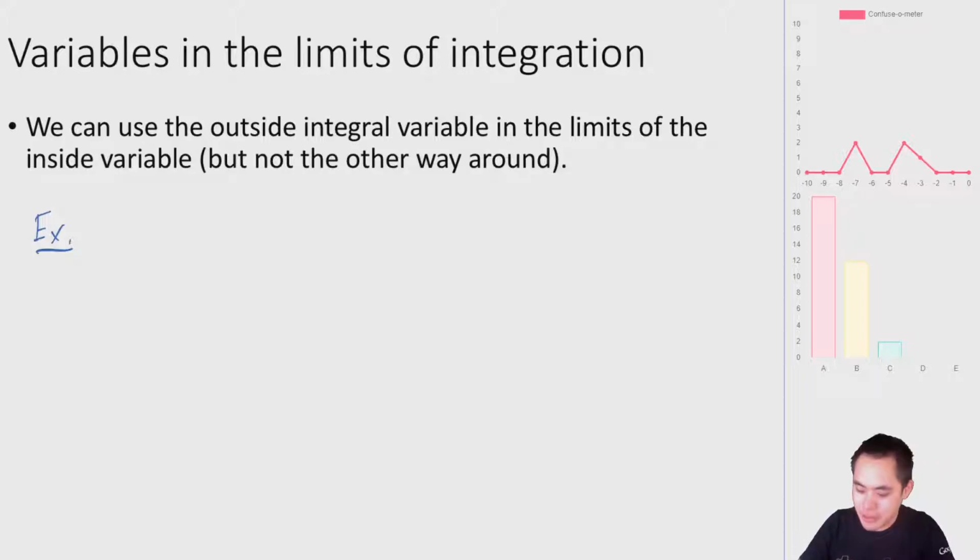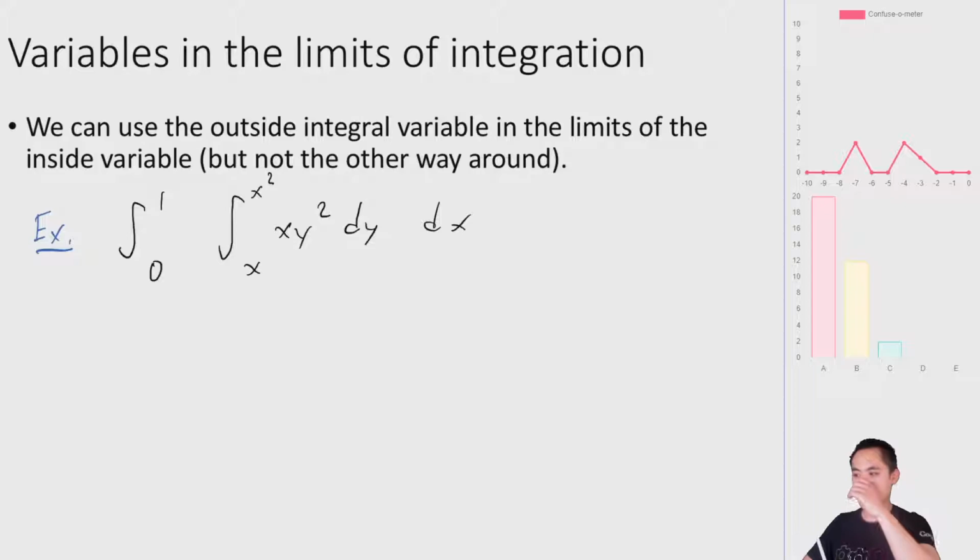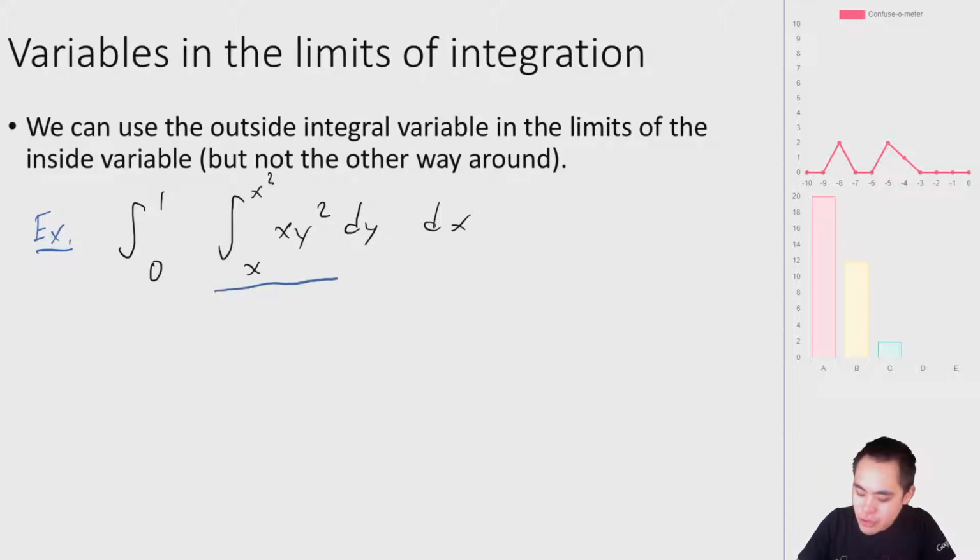So let's say I had the integral from 0 to 1 of the integral from x to x squared of xy squared dy dx. Okay, so now what is this? This is weird, right? Because you have the x's in the limits as well for the y integration. But remember, this is fine, because when you do this integral, you treat x as a constant.